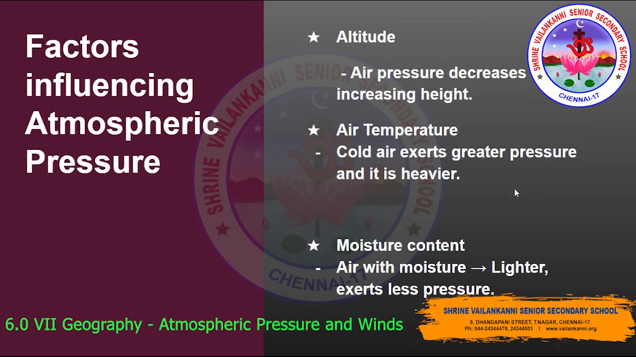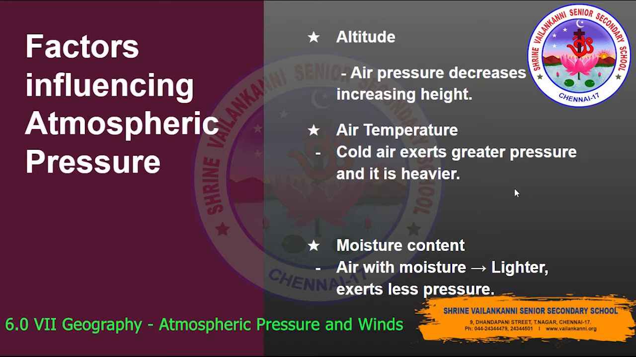Now we'll see about the factors influencing the atmospheric pressure. There are three main factors: the altitude, the air temperature and the moisture content. The altitude: with increase in height, the air pressure decreases. This is happening because the atmosphere becomes less dense in the upper atmospheric layers. That is the reason the air pressure decreases.